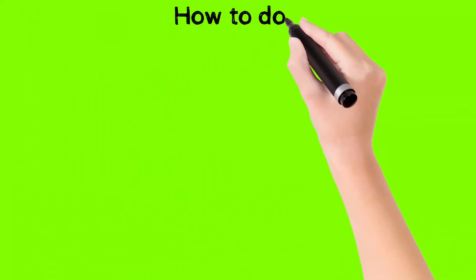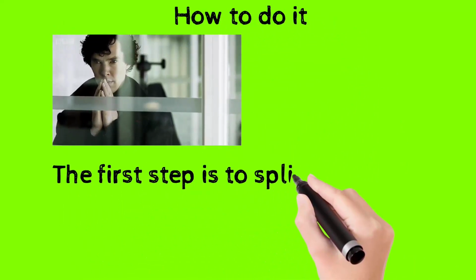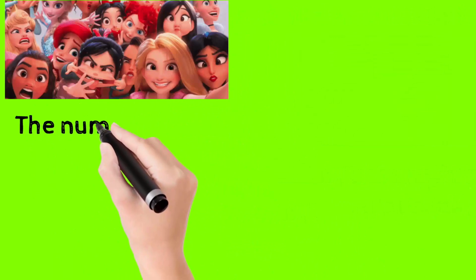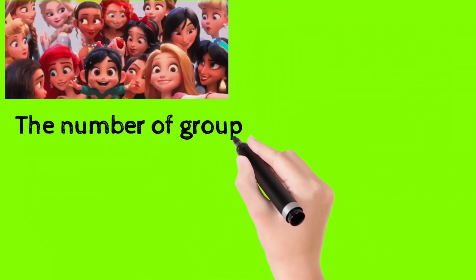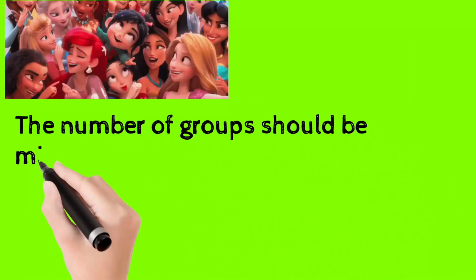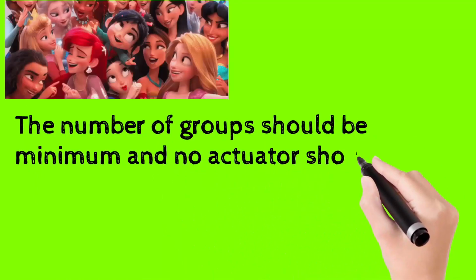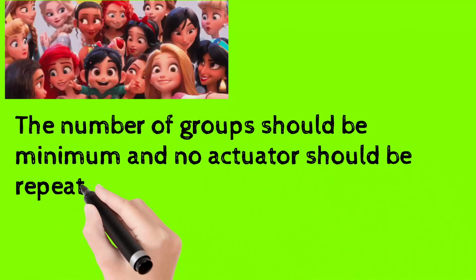How to utilize the cascade method to design hydraulic circuits. The first step is to split the given sequence into small groups. While doing this, care should be taken that the number of groups formed should be minimum, and also no actuator should be repeated in the same group.